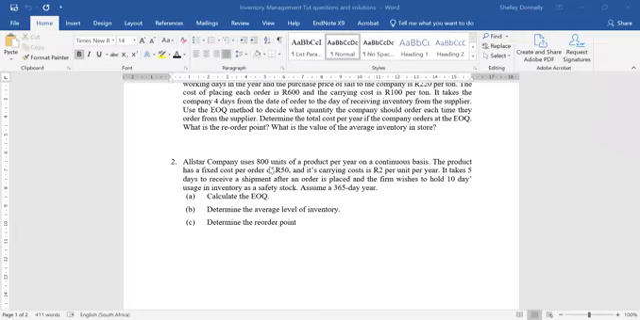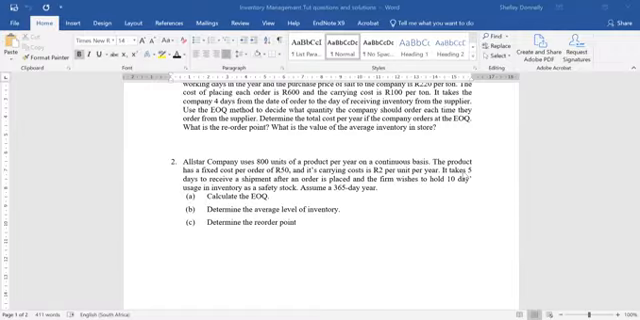All right, so we've got a company that uses 800 units of a product every year on a continuous basis. So what they're saying is it's on a steady basis. There are no seasonal spikes in sales. It's just 800 across the year. The product has a fixed cost per order of 50. Its carrying cost is 2 Rand per unit per year.